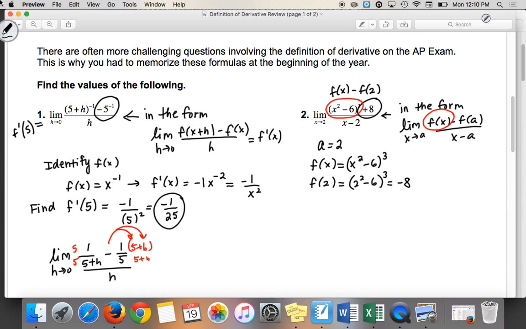So could you waste a bunch of time and do x squared minus 6 cubed, multiply it all out, plus 8, and then factor? You could. It would be a really hard problem though. This is actually pretty tricky.